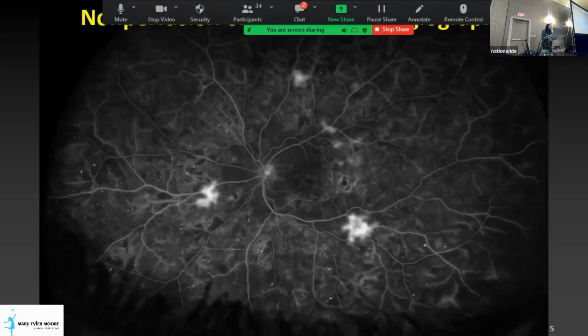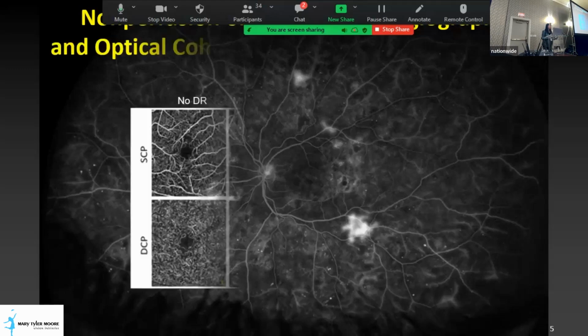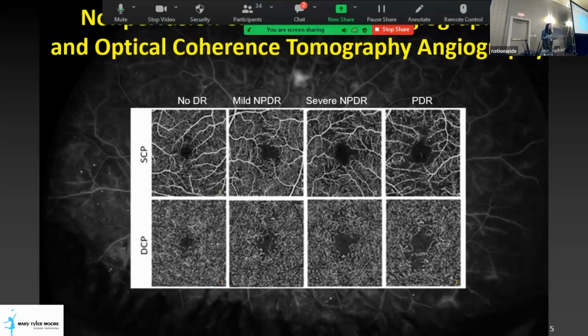Fluorescein angiography, particularly the ultra-wide field images we get now, as well as the optical coherence tomography angiography images, are also allowing us to document non-perfusion of the retina and potential areas of retinal ischemia in ways that had not been previously accessible to us.